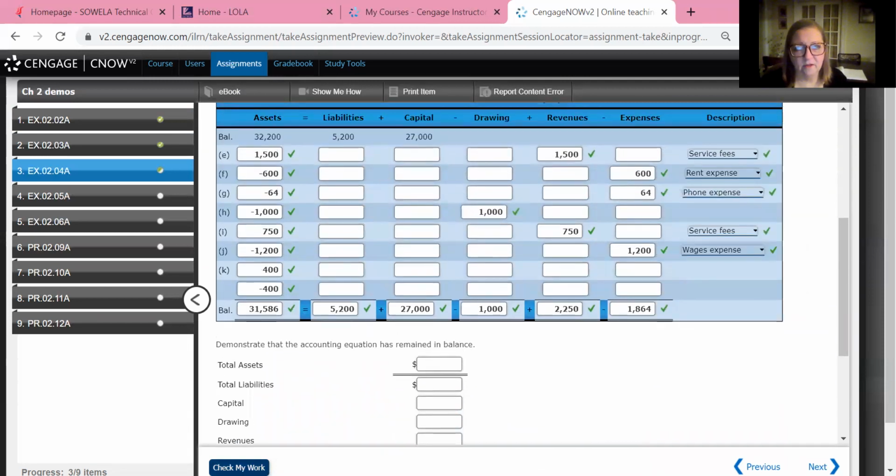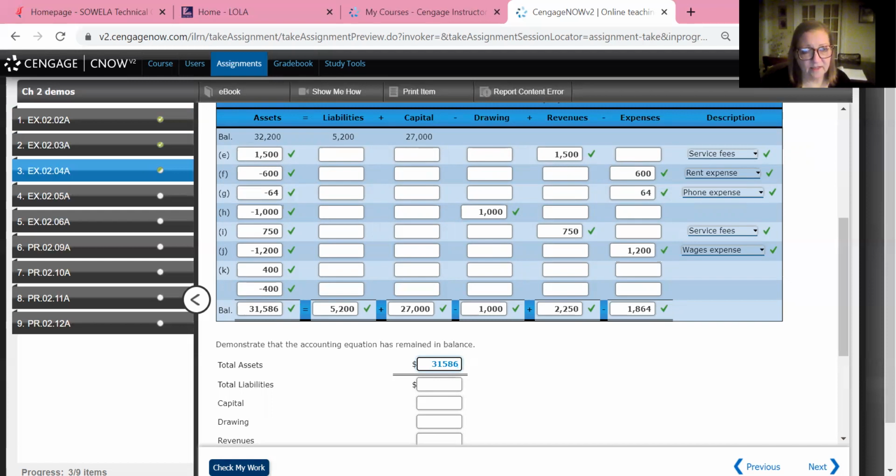Now let's look at it. See those little check marks? Those are so beautiful. You check, you see those check marks, you're like, yes, because you got it. And so now you can look at it and answer these other questions. Demonstrate the accounting equation remains in balance. That's what we just did by talking through it.